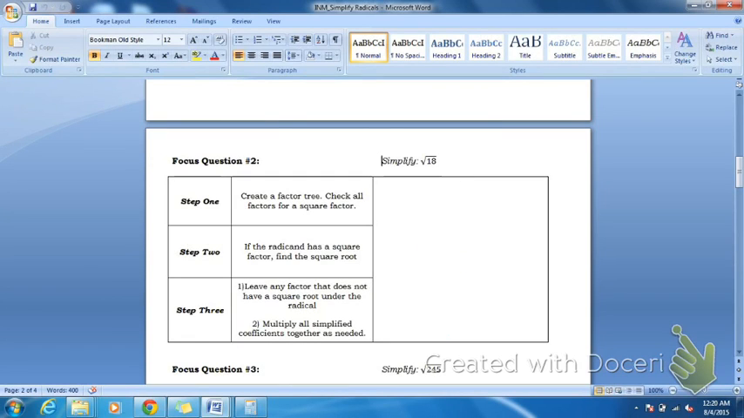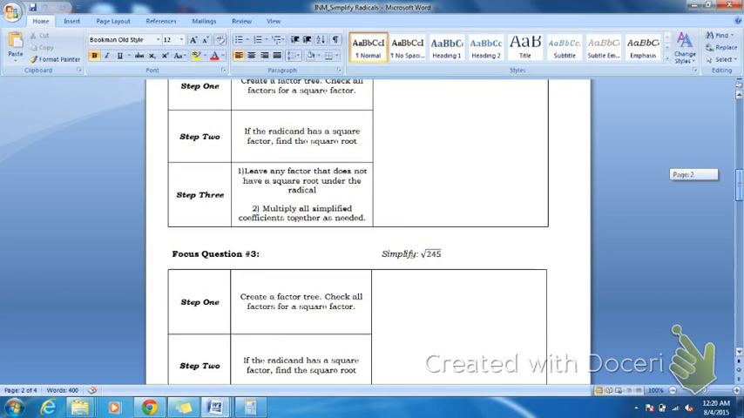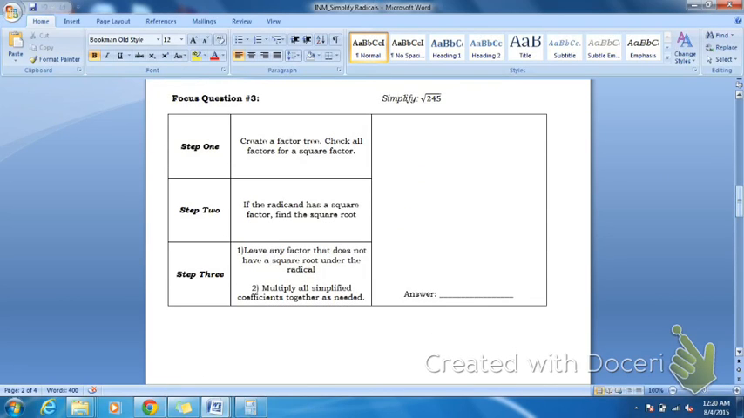Okay, moving to number 3. Here we have the square root of 245. If I take a look at this, I'm trying to rack my brain to see what this is divisible by. I do know that it's divisible by 5. Now, if I'm doing a little bit of side work, I don't want to use 5 unless it has a perfect square that it goes with.